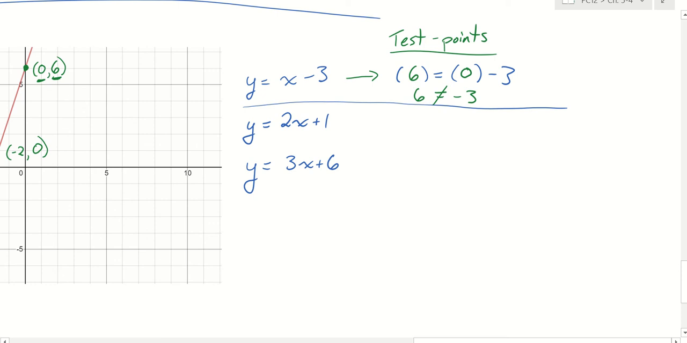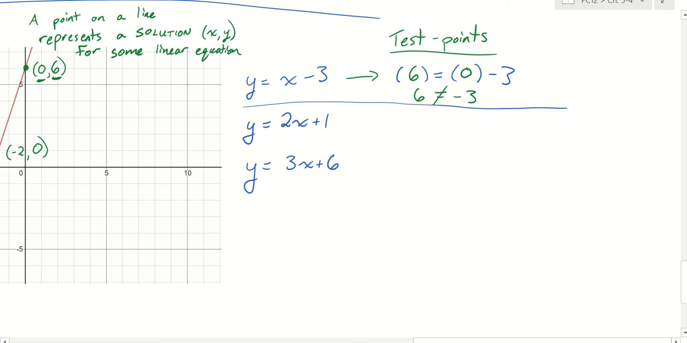Why is that? Well, let's remind ourselves what a point on a line represents. A point on a line, it's worth writing out. A point on a line represents, do you remember? It represents a solution. Right? A corresponding x and y value for some linear equation in 2 variables. So a point on a line represents a solution for some linear equation.